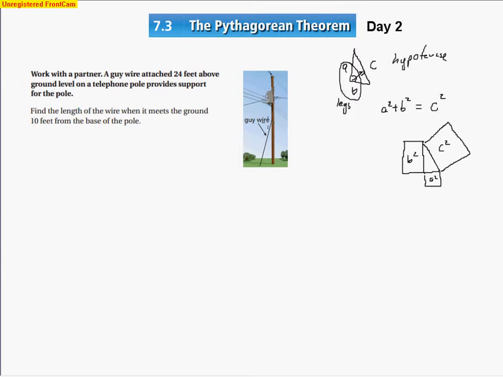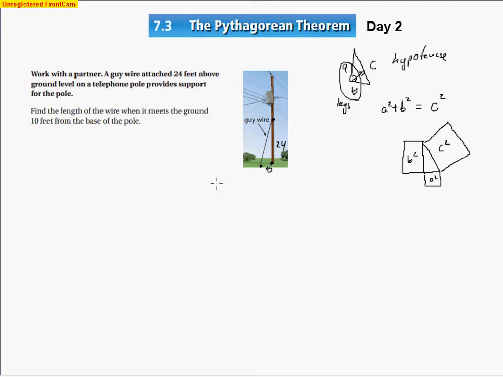So here we've got a right triangle where it says that the guy wire is attached to a 24-foot pole above the ground. So it's 24 feet above the ground, so from this point down to here is 24 feet. And it says that it needs to support this telephone line, and we're going to find the length of the wire needed, if the guy wire is to be attached or meet the ground 10 feet from the base of the pole. So from this point to this point is going to be 10 feet.